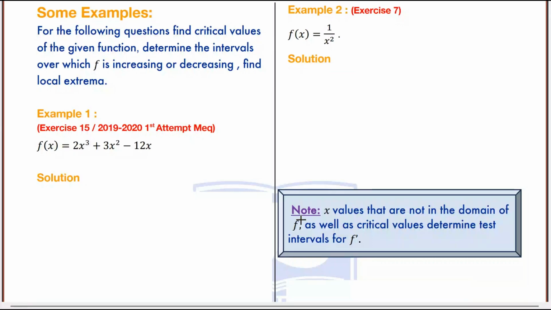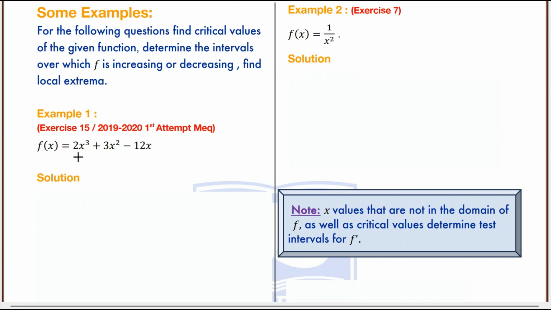Hello guys. In previous videos I explained increasing and decreasing functions, local extrema and critical values, and now we are going to solve some questions and see how to find increasing and decreasing intervals, local extrema and critical values of each kind of function. We will be studying every kind of function. So the first function we are going to find these for is a polynomial function. Let's take a look at the first question.